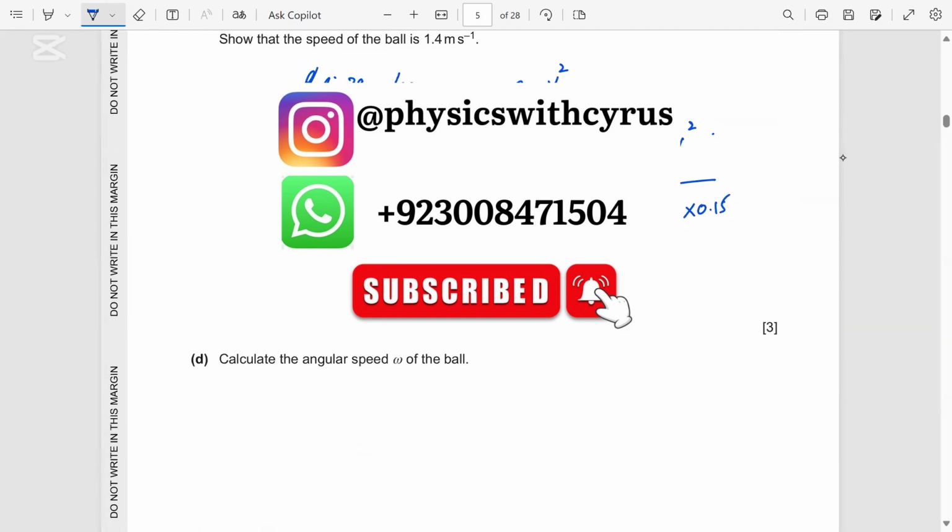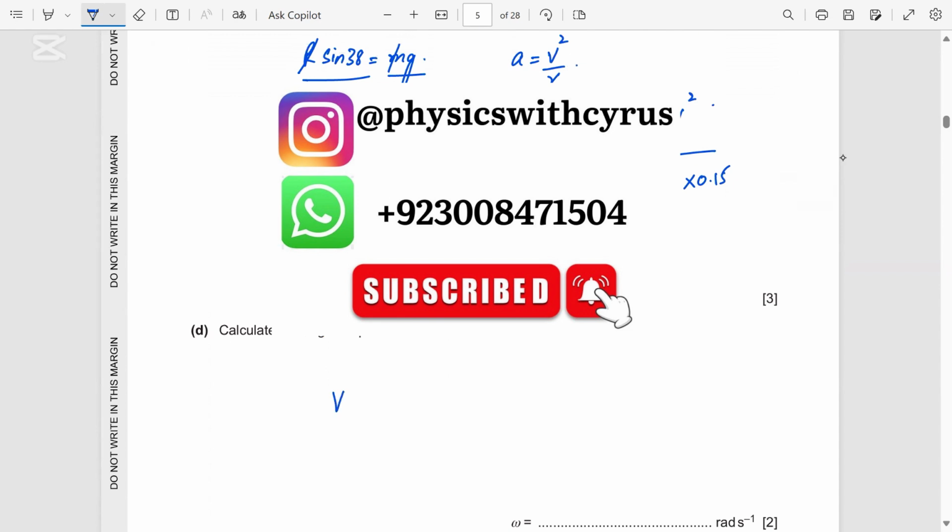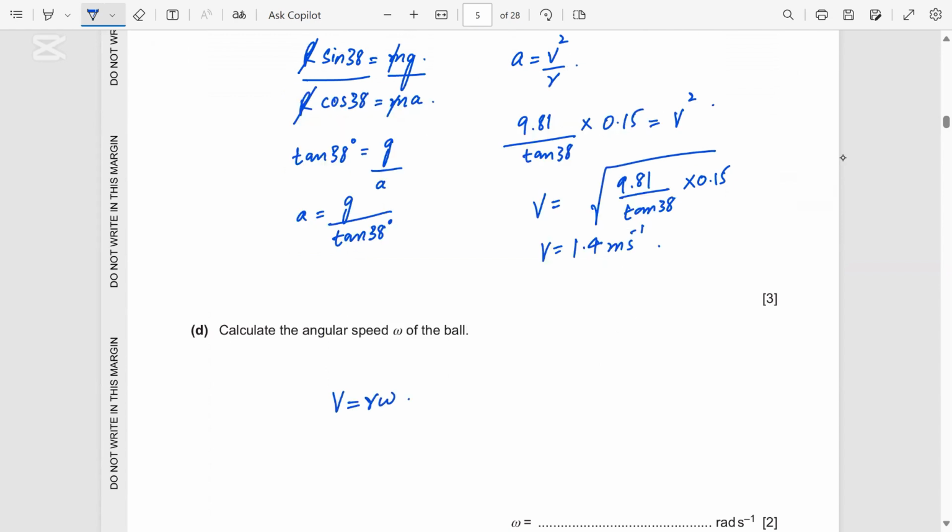The next part is calculate the angular speed omega of the ball. So you know that v is equal to r omega, right? And you know that v is 1.4 here, or you can use 1.37 because we rounded it off to 1.4. So it's 1.37 here, and the radius is 0.15 times omega, and omega is going to be 1.37 divided by 0.15, and omega is going to be 9.1 radians per second.